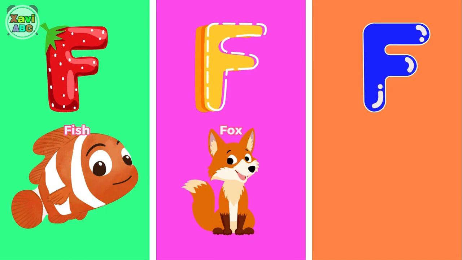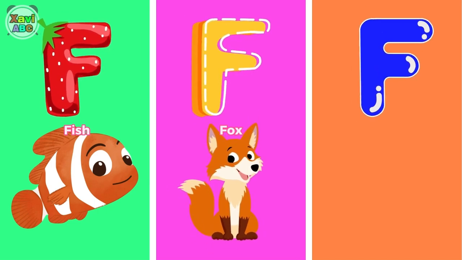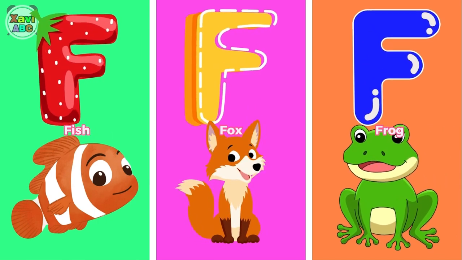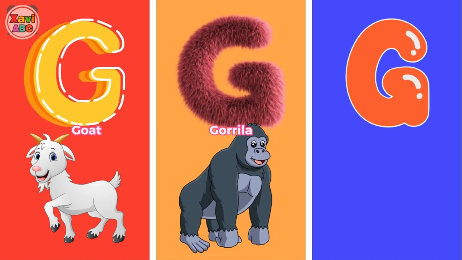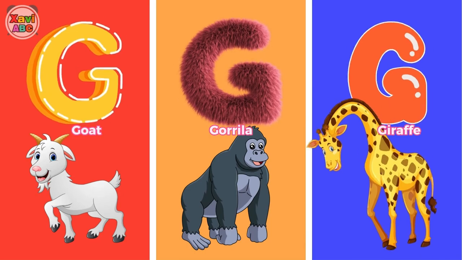F is for fish, F, fish. F is for fox, F, fox. F is for frog, F, frog. G is for gorilla, G, gorilla. G is for giraffe, G, giraffe.